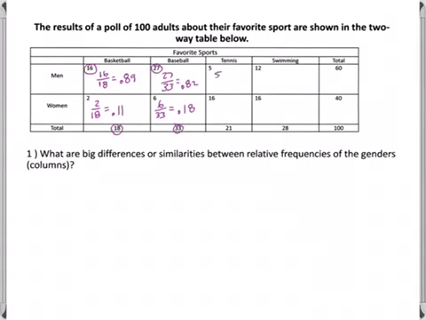For tennis, we're going to take 5 over 21, which is 0.24 or 24%. And then for women, that's 16 over 21. So the odds of the ladies playing tennis in this case is right around 76% or 0.67.